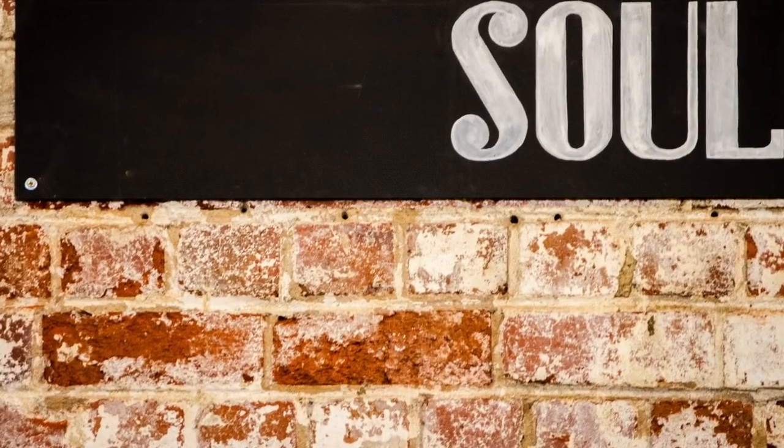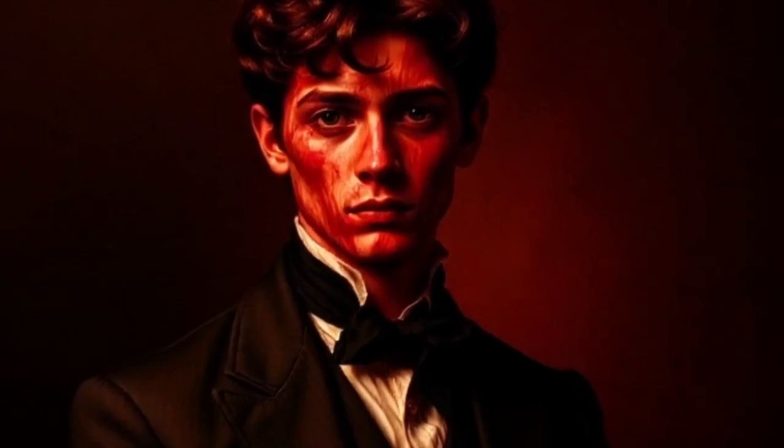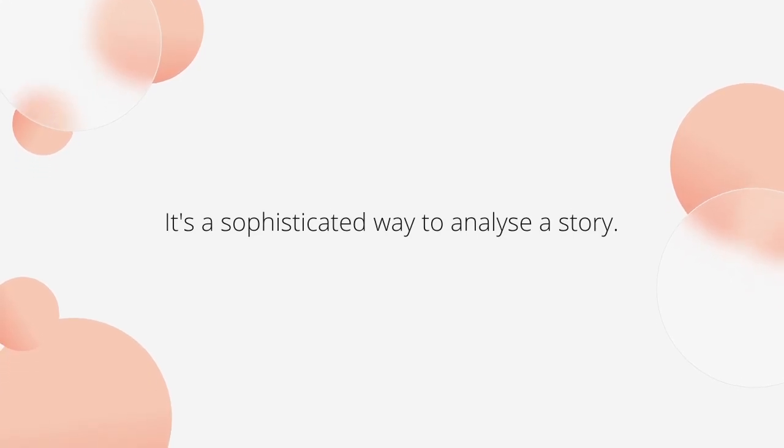We see a Faustian bargain. Dorian trades his soul for youth. But there's a twist. There's no devil figure. The evil comes from Dorian's own desires. Did you catch that last point? It's a sophisticated way to analyze the story.